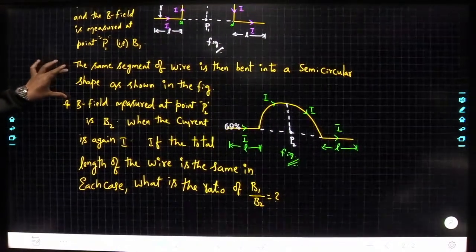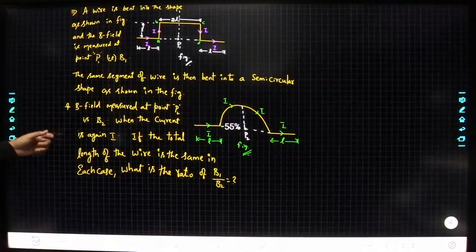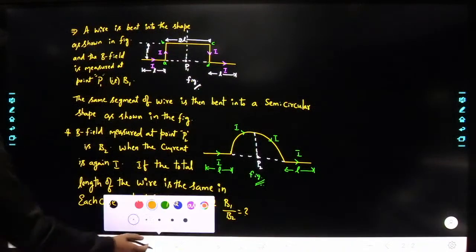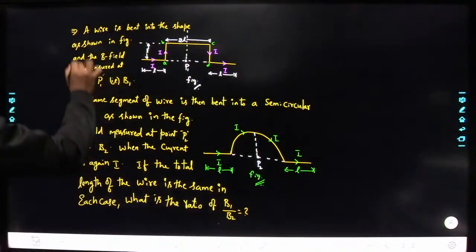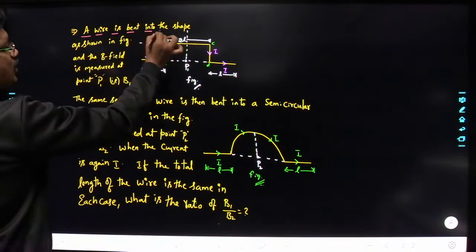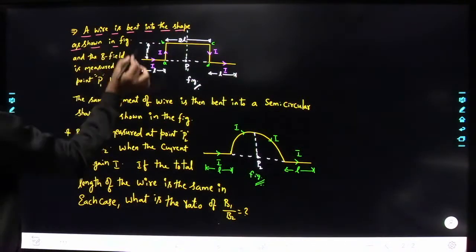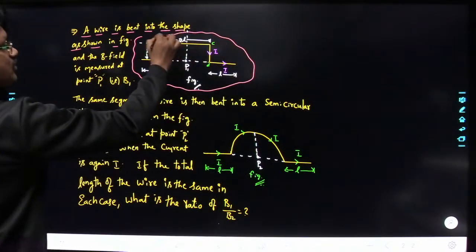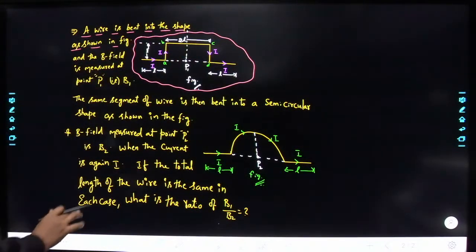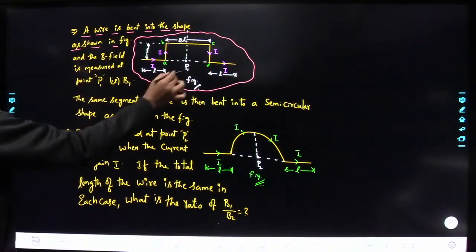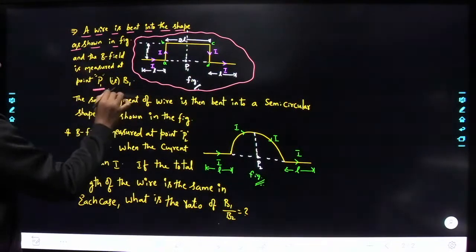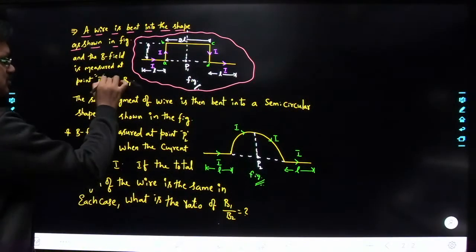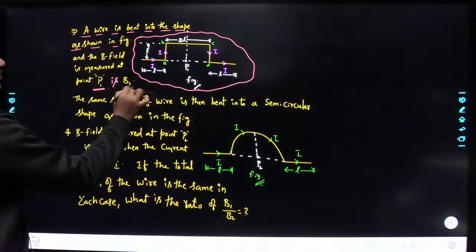So this is the question they have given here. What is the question they are asking? See here, they have given that a wire is bent into the shape as shown in the figure. This is the figure they have given, right? And the B field is measured at point P1. At point P1 it is B1.